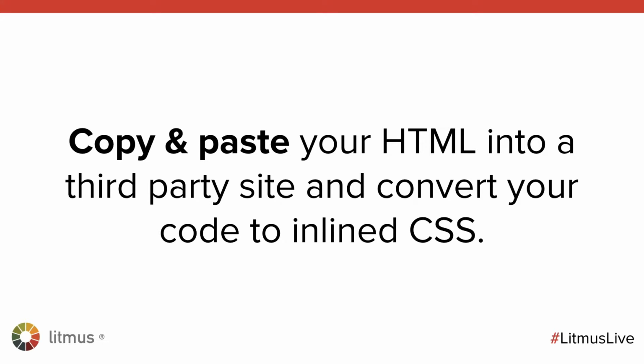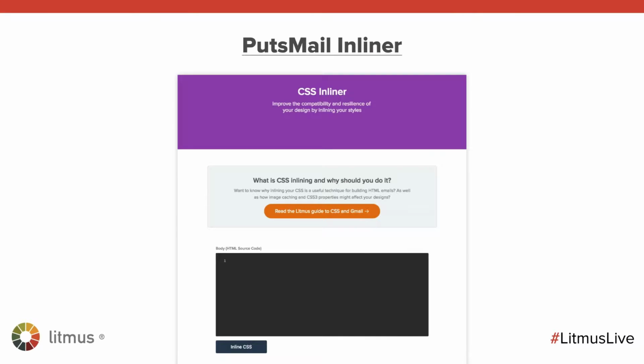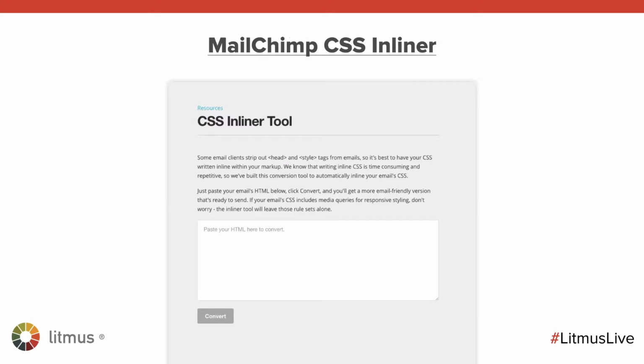I'll go over some of the main inliner sites that exist. The one that we have at Litmus is PutsMail. It's a site where you can send test HTML emails to yourself, and it also has its own CSS inliner. You can see right here, you would just copy and paste your HTML into that body HTML source code input, and then click the inline CSS button, and it would automatically convert it for you. Then you could copy and paste that back into your editor, or into your ESP to send out. PutsMail is a popular one.